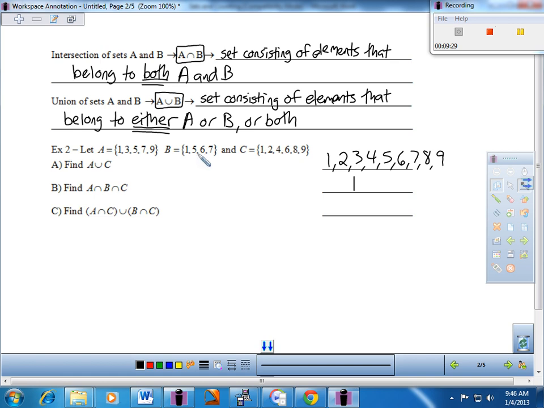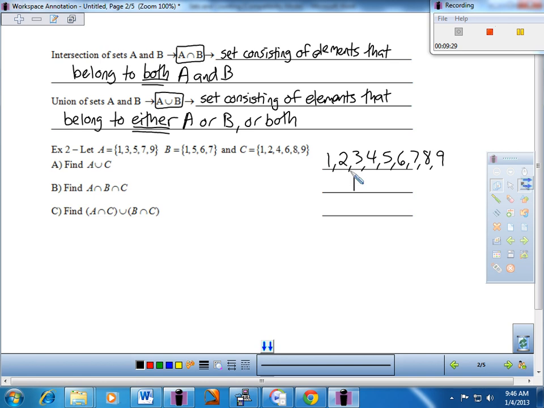Let's see if there are any others. No 6, because there's no 6 here. How about 7? I have a 7 in A and B, but not in C. So I'm seeing this, and again, you can confirm, refute, whatever you feel like here, but I think this is the intersection of those three sets right there. The only thing in all three is the element 1.